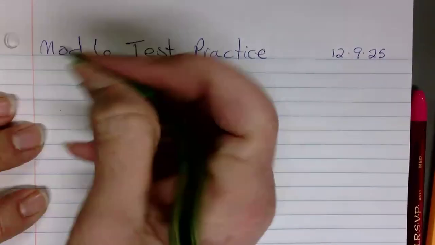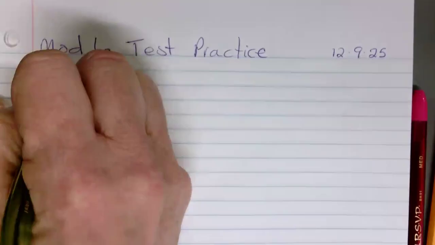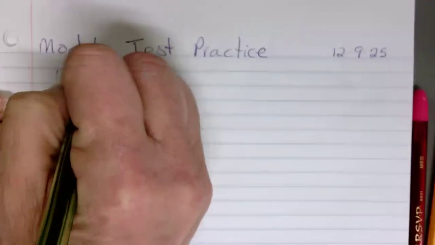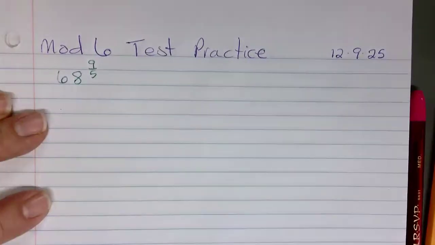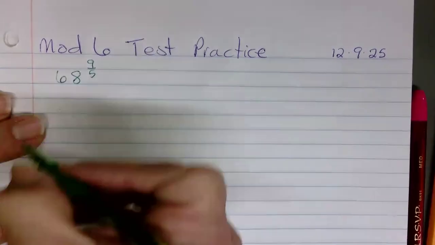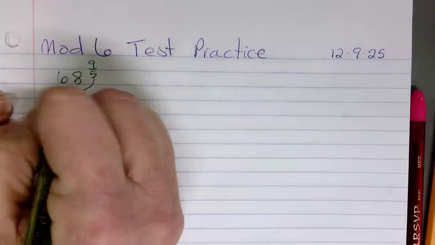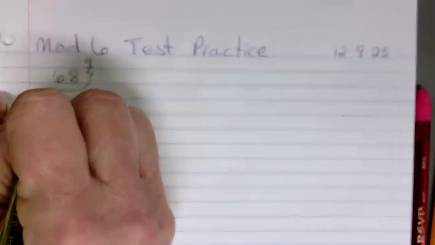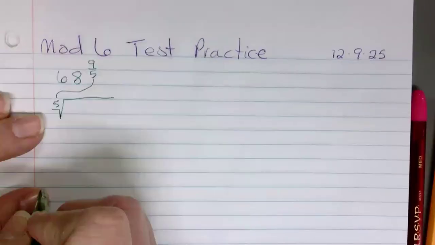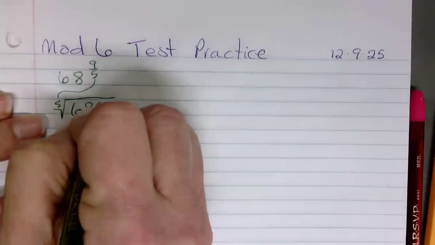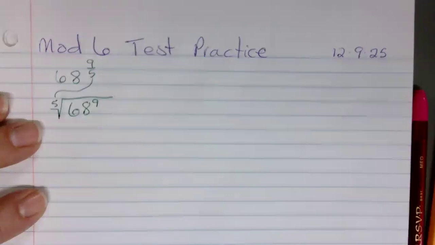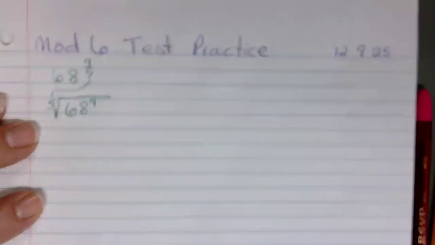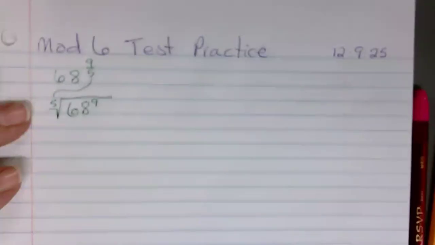So there are, I don't know, 6 or 7 points that are based just on this idea that if we have 68 to the 9/5, how could you write that in radical form? So you want to remember that the 5, the denominator, becomes the index. So that goes out on that little shelf. And then the 68 to the 9th power stays under the radical sign. That's it. There's a bunch of questions on that where you get the points just for that.